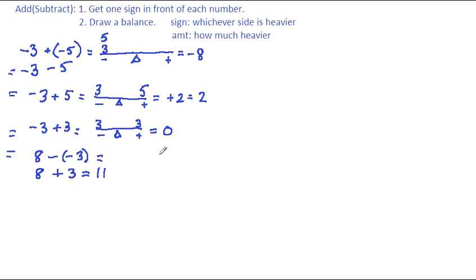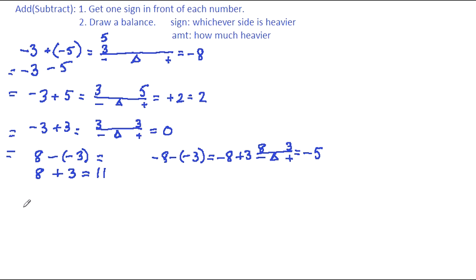Let's look at another problem. How about a -8 minus a -3? And that would be written as -8 plus 3. And with a balance diagram, the 8 would be on the negative, the 3 would be on the positive. The negative side is heavier, so the answer is negative. And it's 5 heavier than the other side, so the answer is -5.